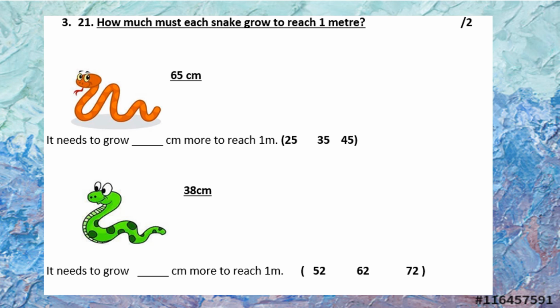Our last question. How much must each snake grow to reach 1 meter? You can see we have two snakes here. The first one is 65 centimeters and the next one is 38 centimeters. So how much must each snake grow to reach 1 meter? Solve carefully.